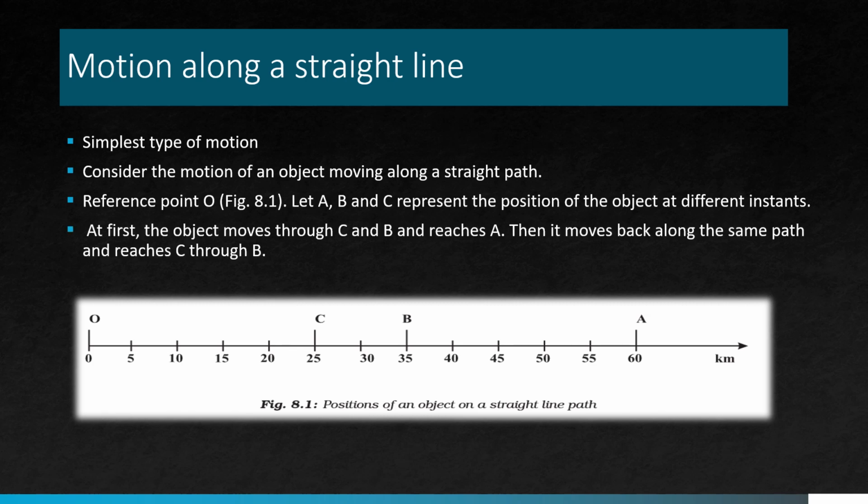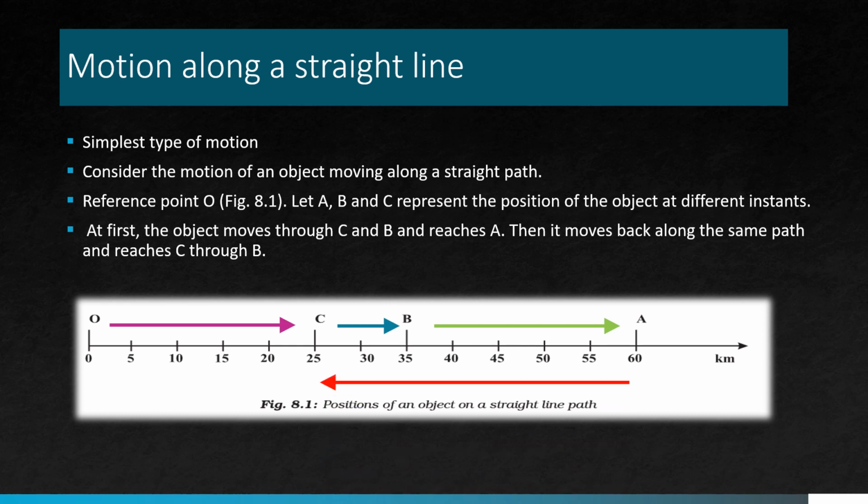The object starts from its origin O, then moves through C, B and reaches A. After reaching A, it moves back and reaches the final point, that is C. So the path of the object is O to A and then A to C. So C is the final destination. Fine.